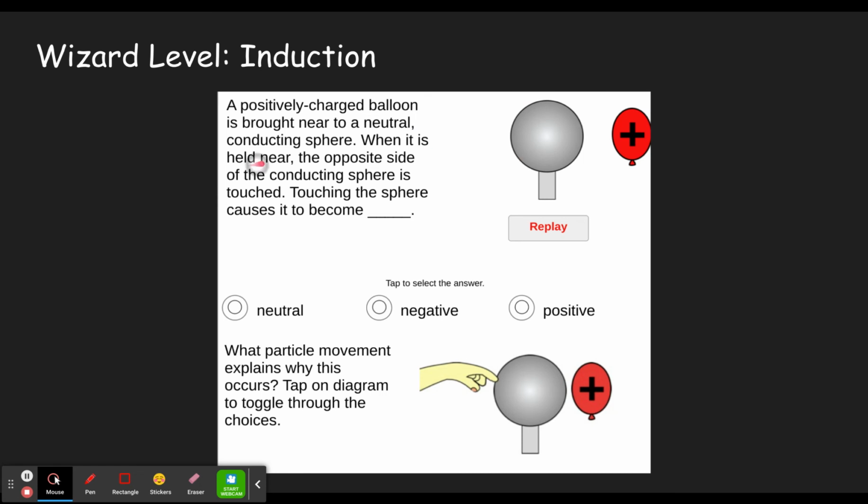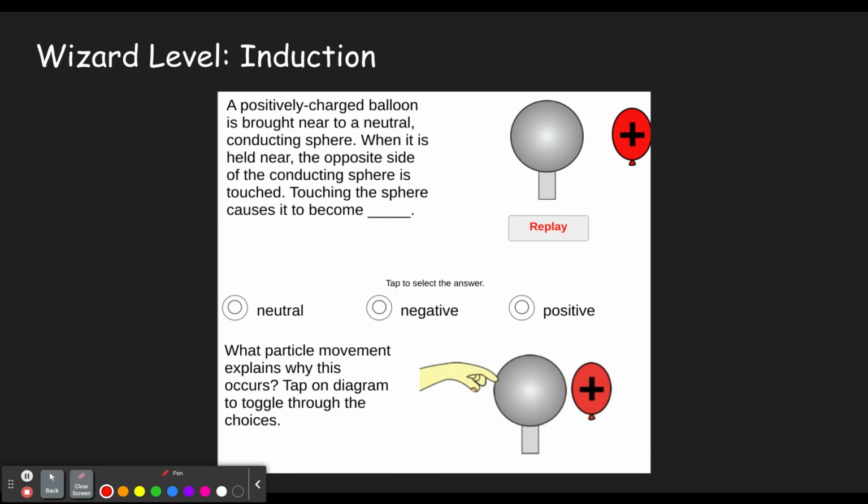When it is held near, the opposite side of the conducting sphere is touched. There's a little animation. If you click replay, a hand comes in here and touches the sphere. Touching the sphere causes it to become, and then we're going to have to choose one of these things. But before we do that, let's talk about what's the particle movement, and let's use that to figure out which of the things we want to select.